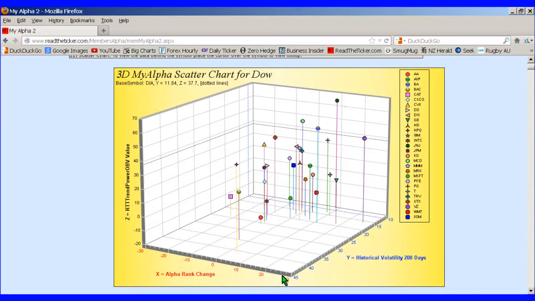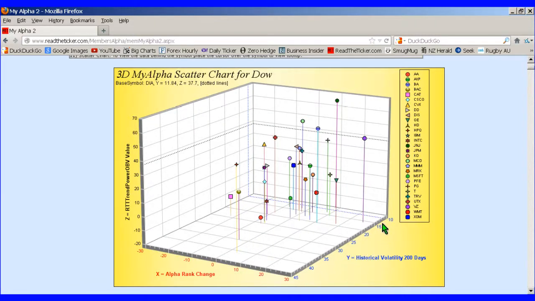And the alpha rank change is basically the change over a month of which relative strength is getting stronger per symbol. So the further the symbol's down the chart, for example over here, this one here, VZ is a much higher relative strength change than the one over here called CAT. So this one here, VZ is attracting more money than CAT.